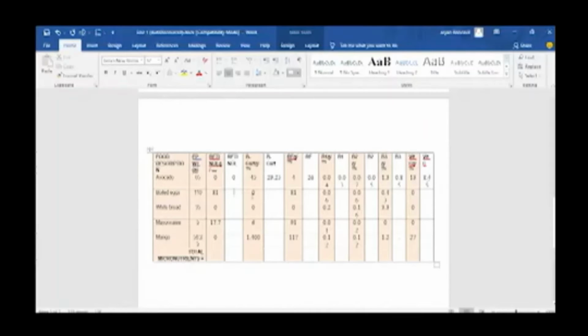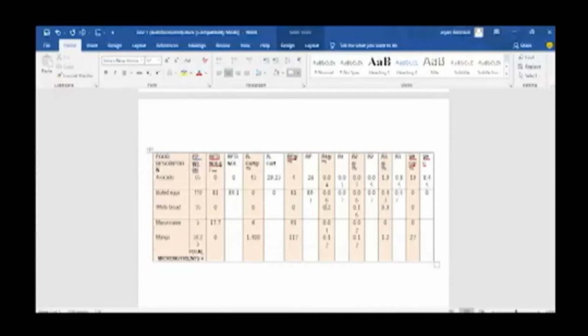For boiled eggs, 81 times 110 divided by 100 is equal to 89.1. 0 is 0. 81, same, 89.1. And 0.06 times 110 over 100 is equal to 0.07. And for B2, we have the same, 0.07. Then next, 0.43. For B3, we have 0.47. Then lastly, vitamin C, 0.